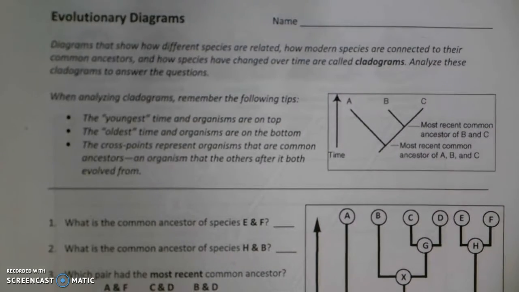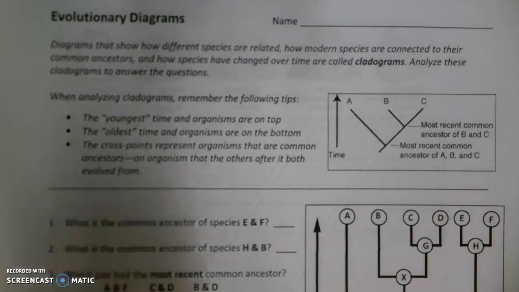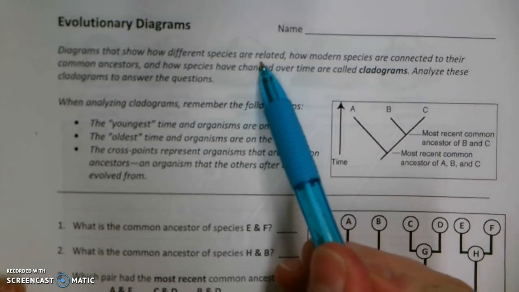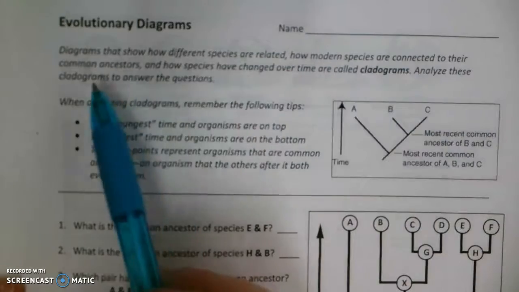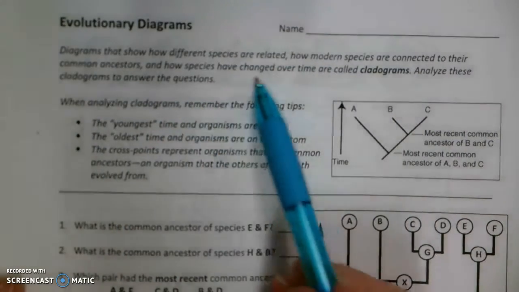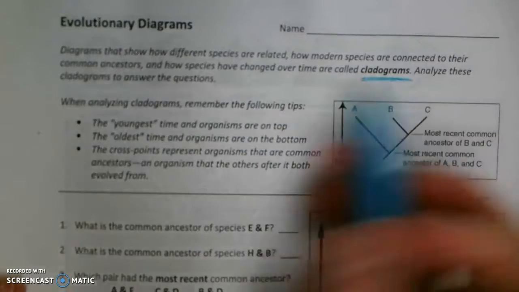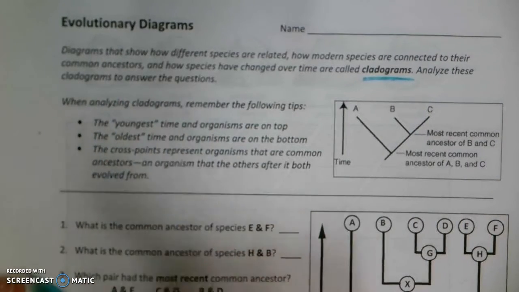Hey everyone, so today we're going to be talking about evolutionary diagrams, and it says here that diagrams that show how different species are related, how modern species are connected to their common ancestors, and how species have changed over time are called cladograms. Analyze these cladograms to answer the questions.